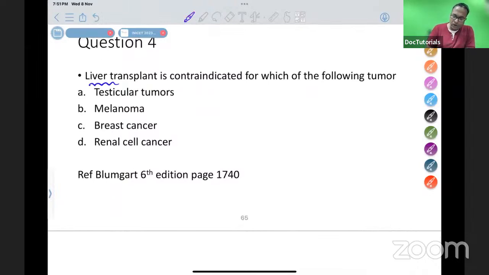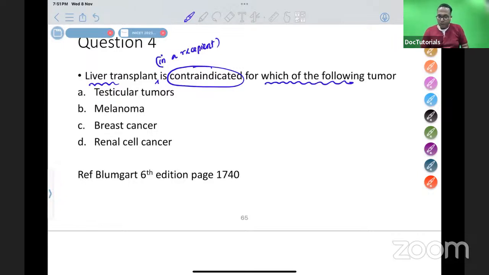So there is an interesting question now. Liver transplant is contraindicated in which of the following tumors? See, in any cancer we don't do liver transplant. Please remember, this is a question on liver transplant in a recipient, whom you don't do it for. I'm not asking about the donor. These are two different questions. Don't get confused.